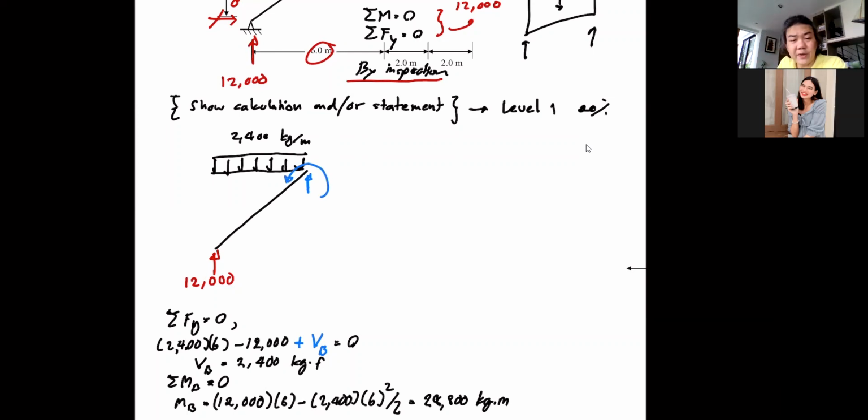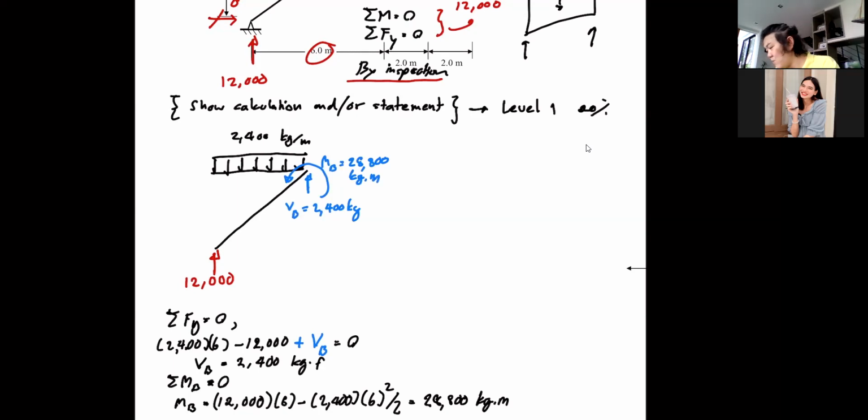So be very careful, because if you can concentrate very well, it will be to your own benefit. If some of you tend to get carried away very easily, I would suggest that you use a different color, or just write down VB equal to 2400 here, and moment is equal to 2880 kilogram meter. Someone would just swap the numbers.